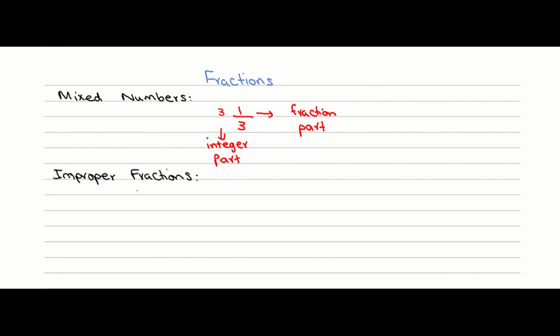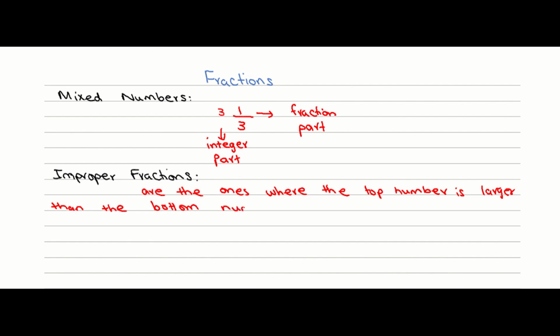And improper fractions are the ones where the top number is larger than the bottom number. For example, we have a number 20 over 3. So here you have 20 that is larger than the bottom, that is 3.